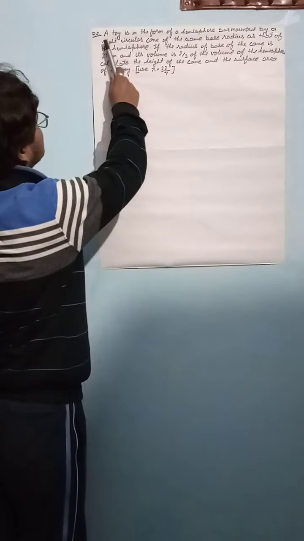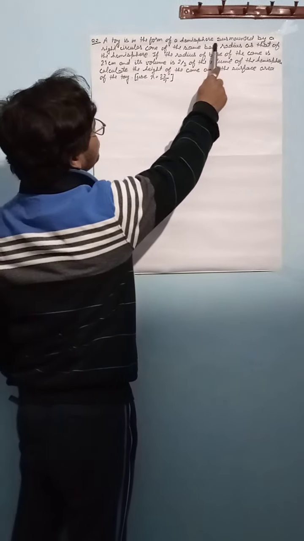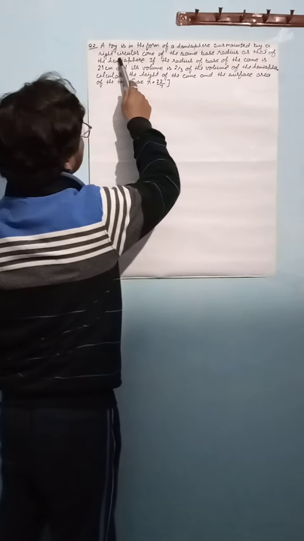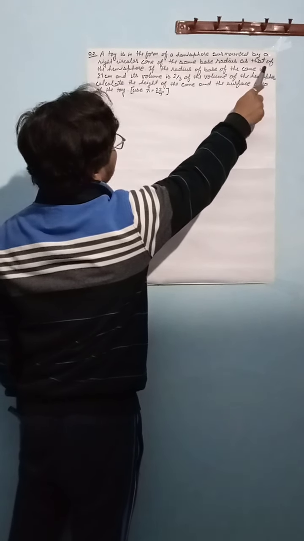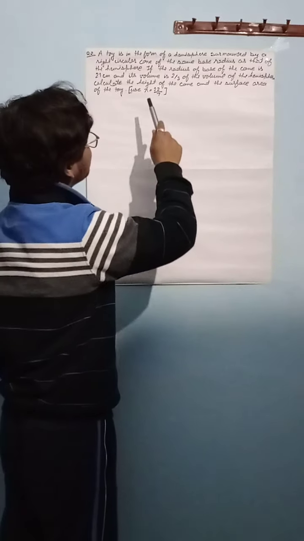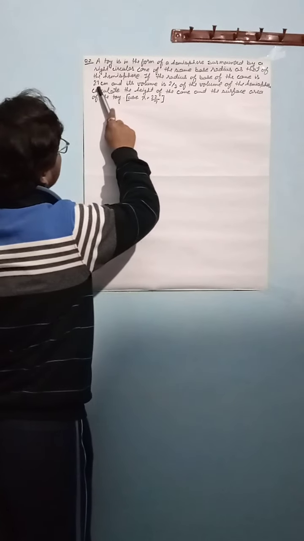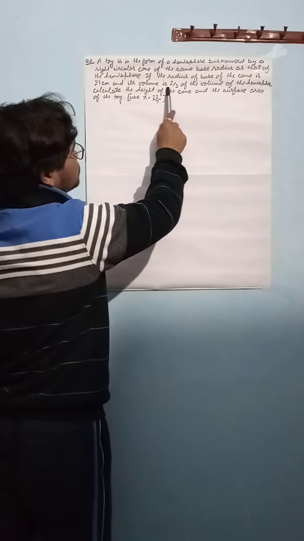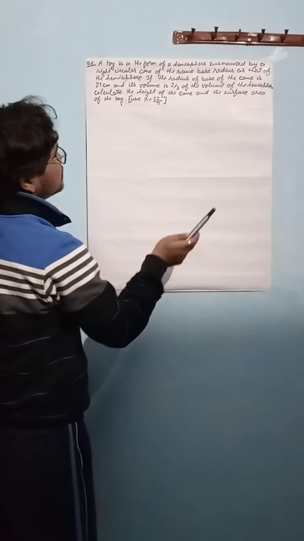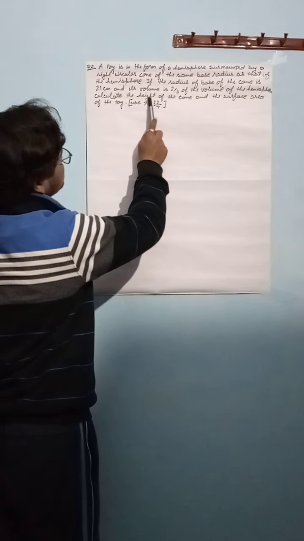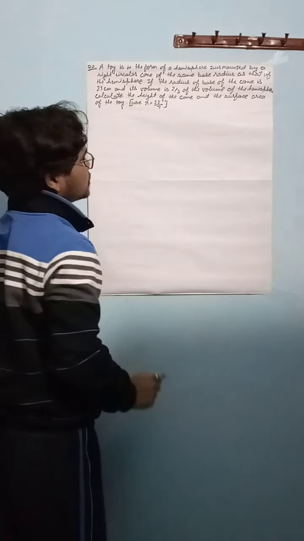Hello student. The second question says a toy is in the form of a hemisphere surmounted by a right circular cone of the same base radius as that of the hemisphere. If the radius of the base of the cone is 21 centimeter and its volume is two-thirds of the volume of hemisphere, we have to calculate the height of the cone and the surface area of the toy.